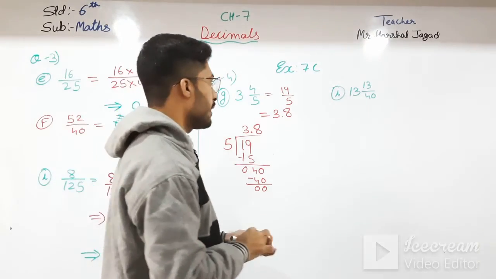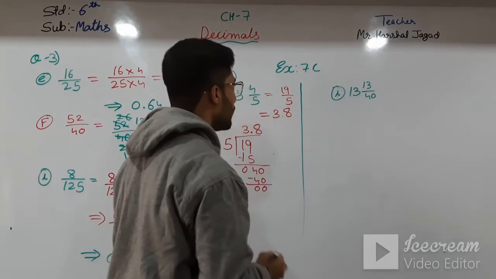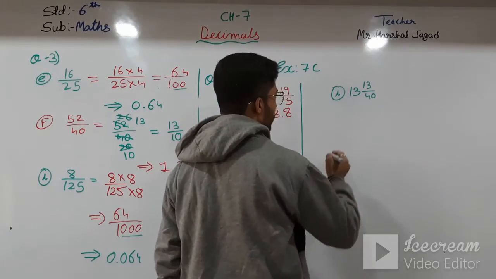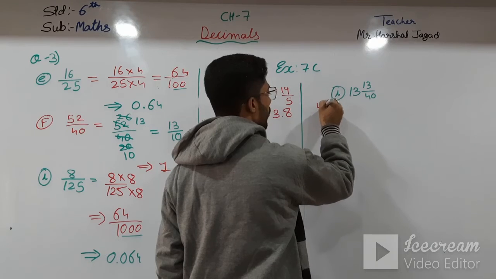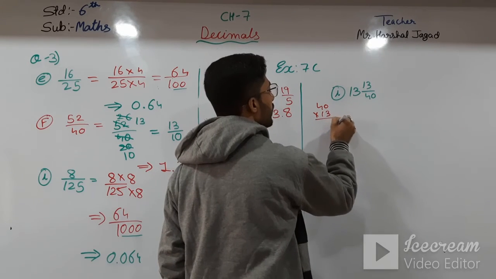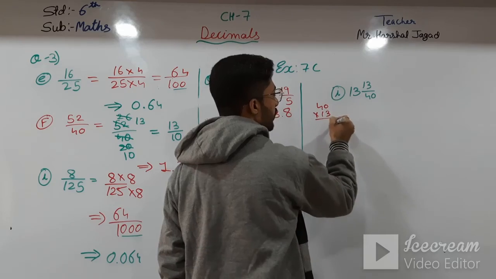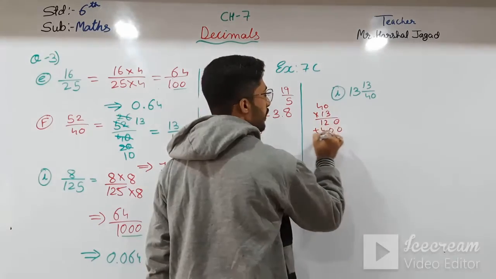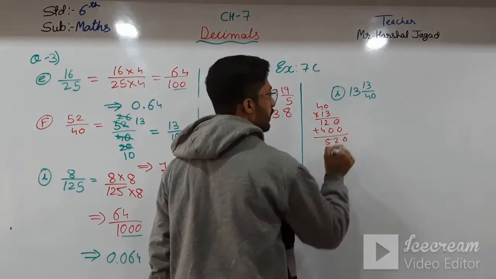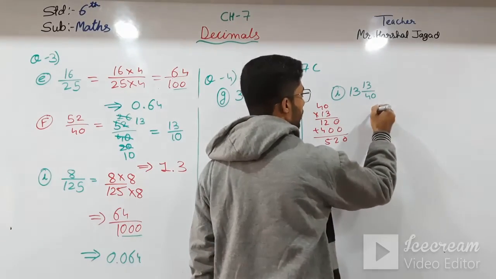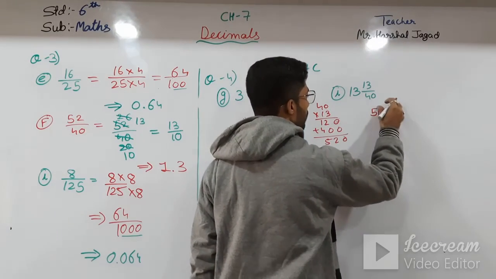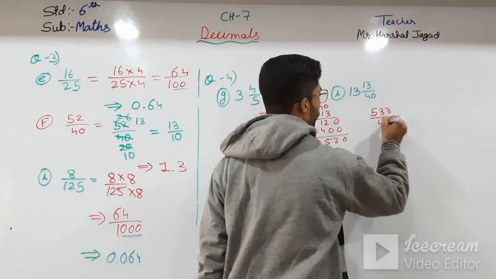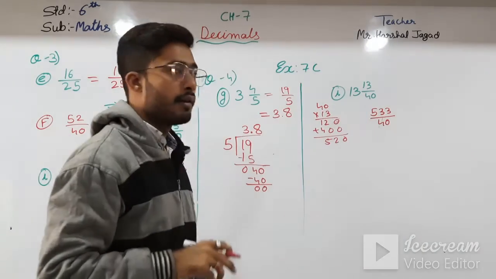Please note down this, students, and let us move towards the other one, that is 13 by 40. First of all, 40 into 13: 4 3s are 12 plus 0, 4 1s are 4, so 520 plus 13, that is 533 upon 40.